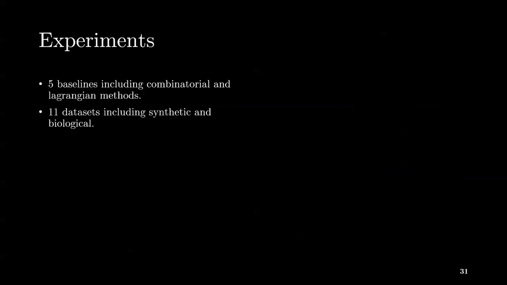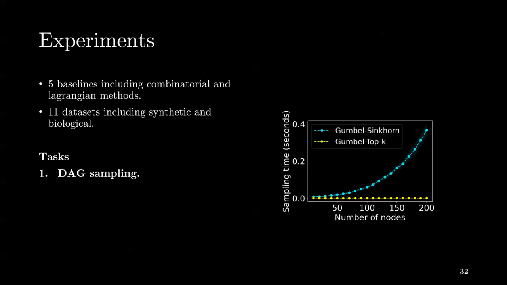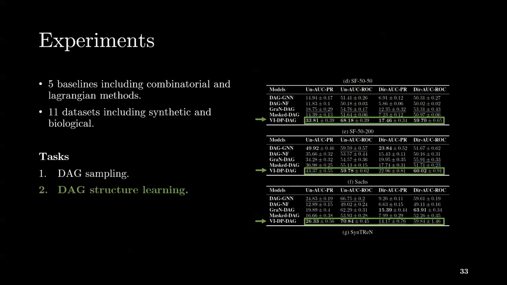In our experiments, we consider 5 baselines using discrete combinatorial optimization and continuous Lagrangian optimization. And we use 11 datasets, including synthetic and real-world datasets with different graph types and sizes. Further, we considered a large range of tasks and show that DP-DAG can sample DAGs with more than 200 nodes in less than half a second. VI-DP-DAG always perform best or second best score to recover the ground truth DAG structure from observational data.